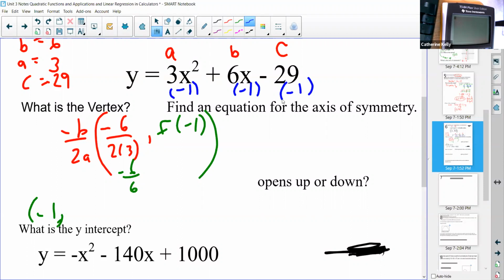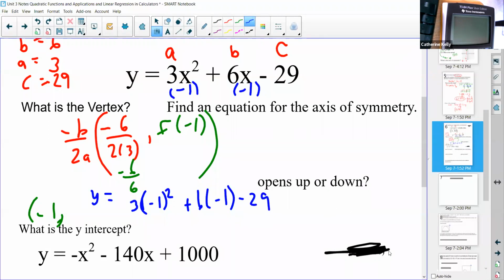But just kidding, there's no x on that 29. So I'm going to say y equals 3 times negative 1 squared plus 6 times negative 1 minus 29. I'm going to go to my calculator and put in 3 times parentheses negative 1 squared plus 6 times parentheses negative 1 minus 29, and I'll get negative 32.